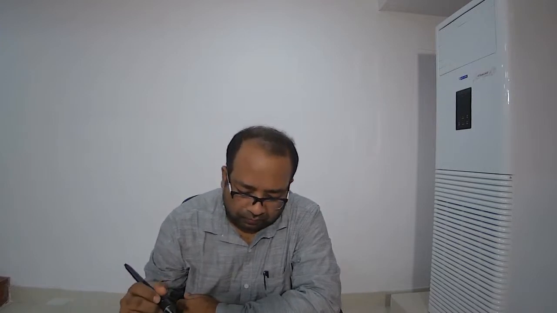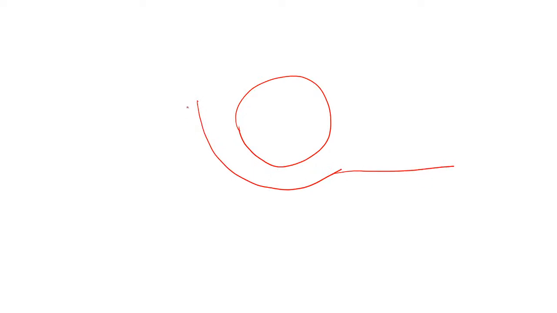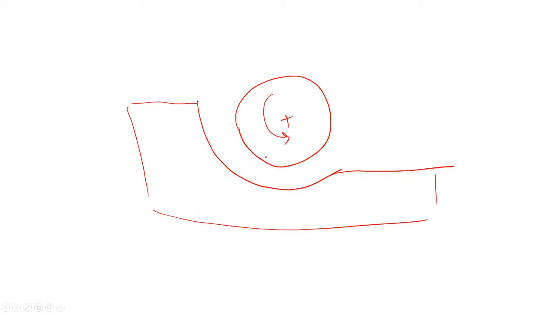So how does electrochemical grinding grind the surface? For that, I'm showing a PPT. Suppose this is the grinding wheel and this is the workpiece. In the electrochemical grinding process, this grinding wheel is rotating, and these are the abrasive particles.